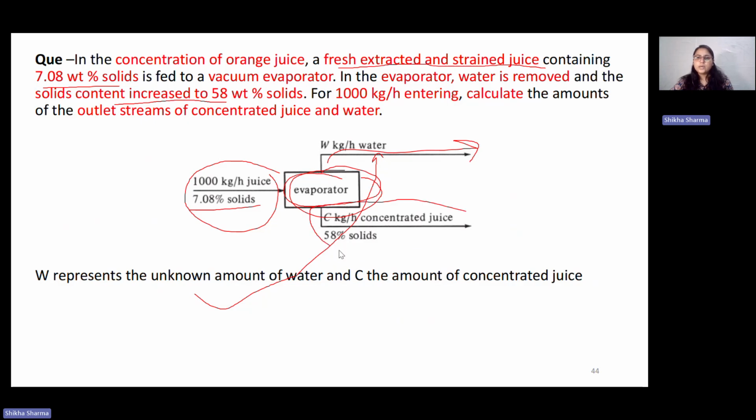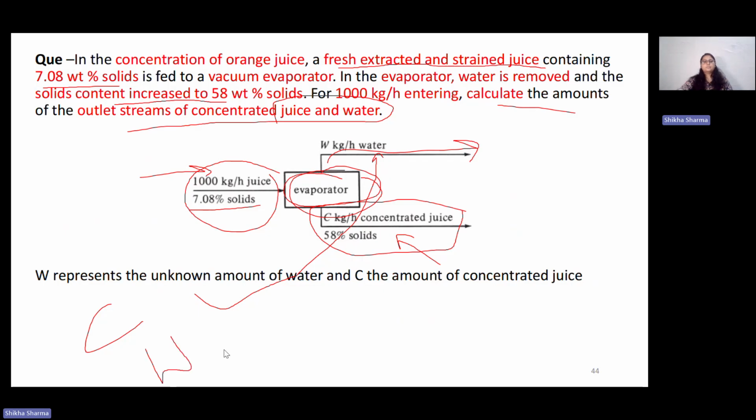So this the concentrated juice amount is C, so which is having 58 weight% solids, and we are giving this speed 1000 kg per hours of the juice. Now we need to calculate the amount of the outlet streams of the concentrated juice and the water. So we need to calculate C and W value here. Please try to solve this question.